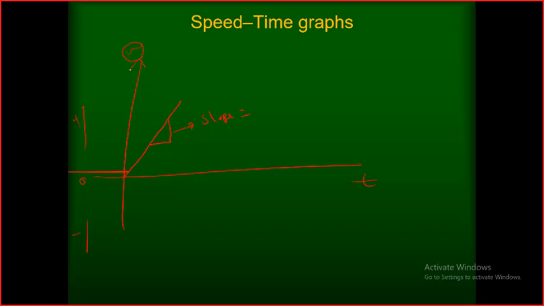Okay, Rashid? It is the acceleration. Why is that slope the acceleration in this case, Rashid? Because it's speed over time. Speed over time is acceleration. Oh, that's wrong as well.